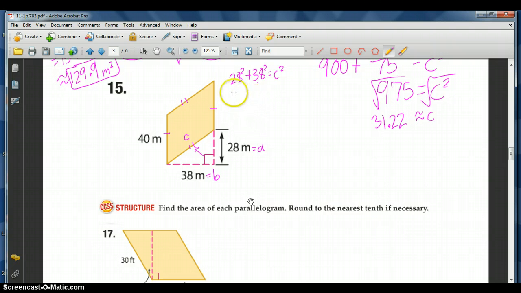So we would have 784 plus 1,444, which is 2,228. So we would take the square root of that, which is approximately 47.2.